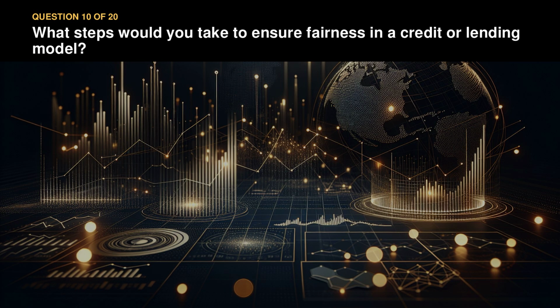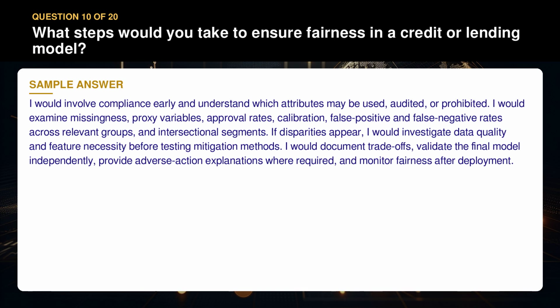Question 10. What steps would you take to ensure fairness in a credit or lending model? I would involve compliance early and understand which attributes may be used, audited, or prohibited. I would examine missingness, proxy variables, approval rates, calibration, false positive and false negative rates across relevant groups, and intersectional segments. If disparities appear, I would investigate data quality and feature necessity before testing mitigation methods.